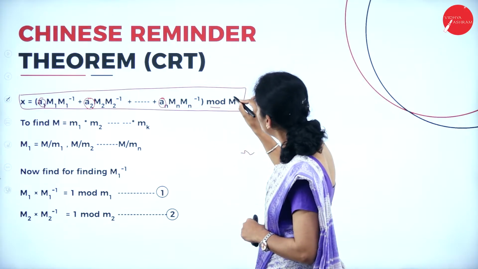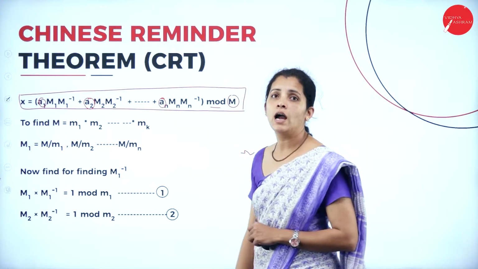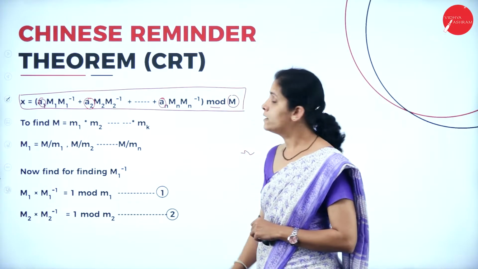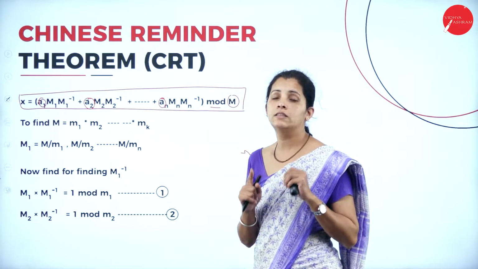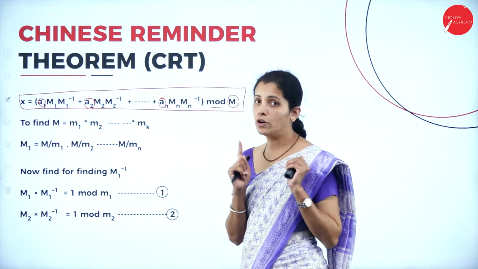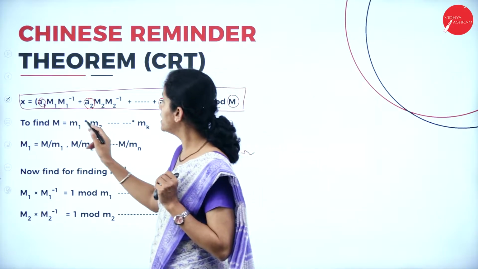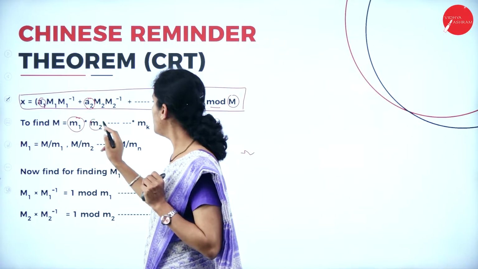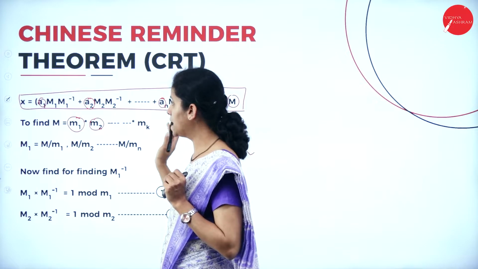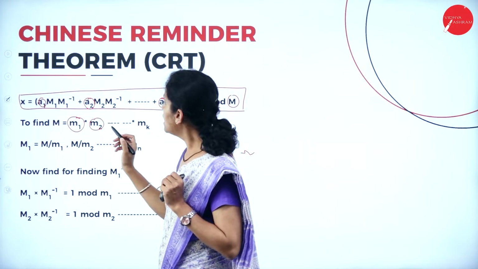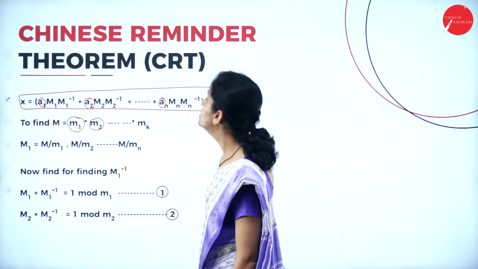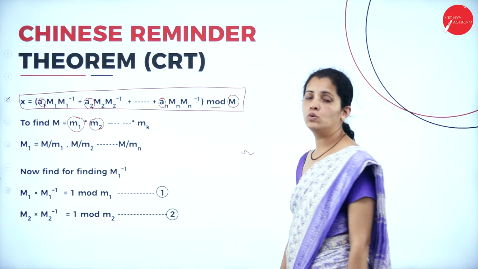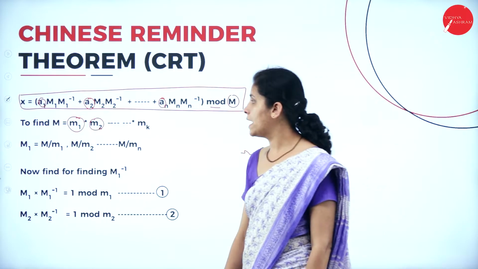Okay, fine. So what is this M? I want to find M. And to find M, what do I want to consider? I want to consider the different moduli. So what are the moduli? That is my m1, m2 up to mk. Fine. Now M equal to m1 into m2 up to mk.